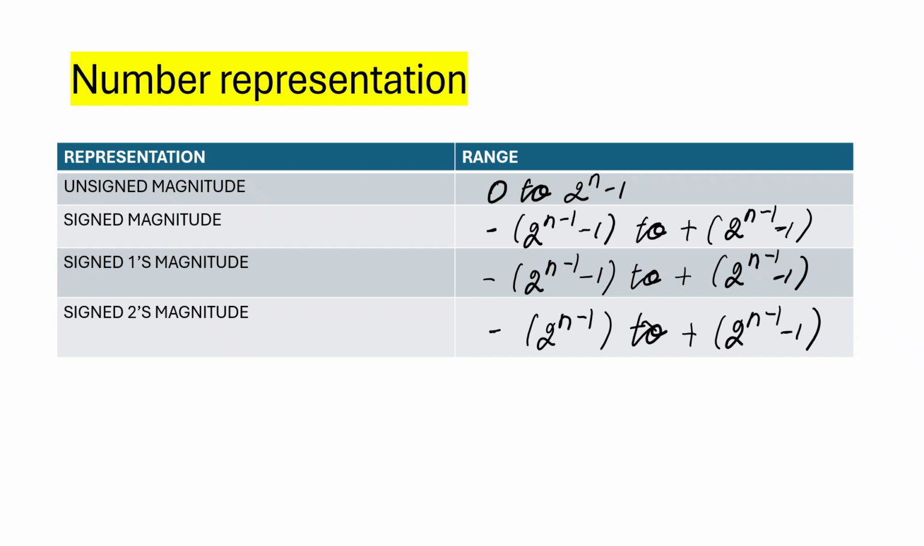For example, in competitive exams, they will give the n value, like n is 8. We need to find the range for unsigned, sign magnitude, sign 1's complement and sign 2's complement. So memorize all these. Codes.